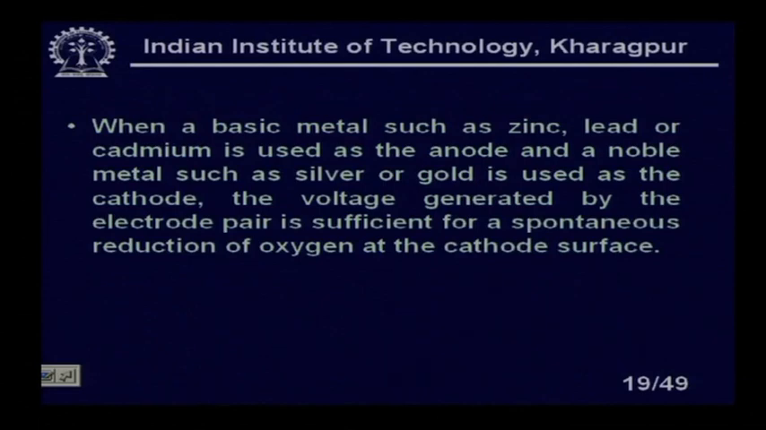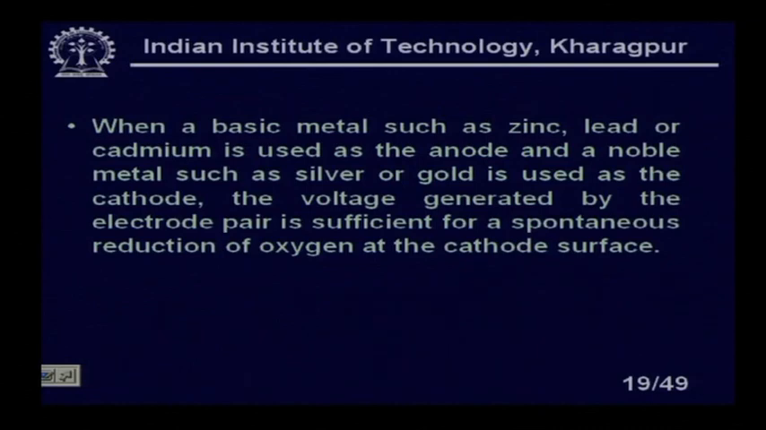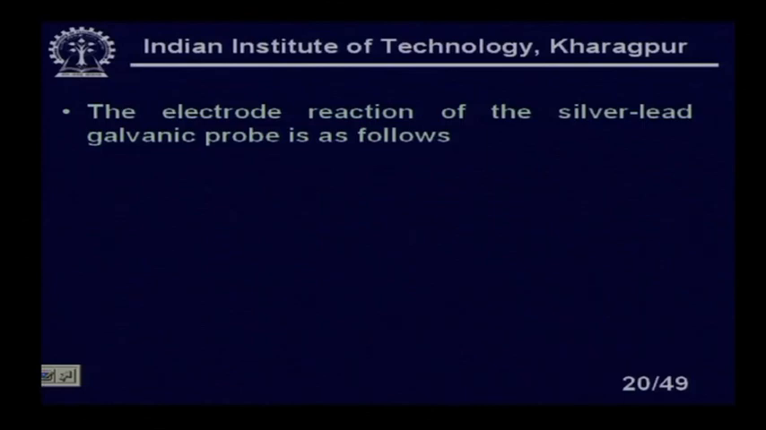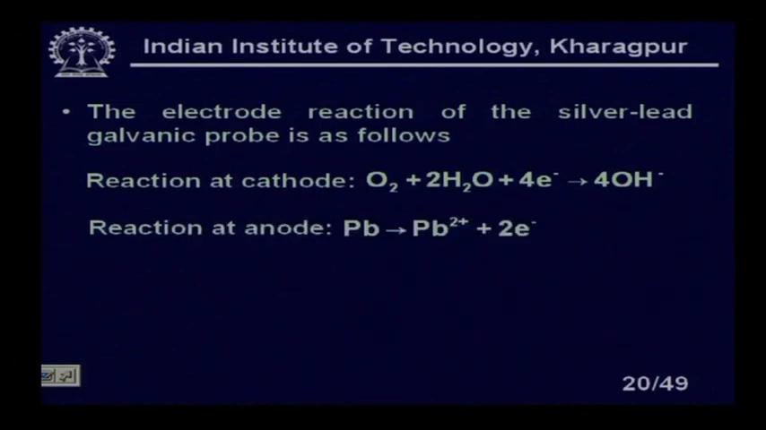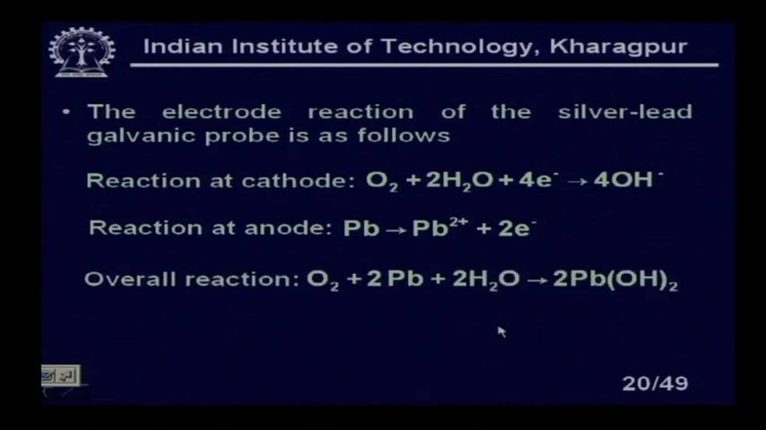In IIT Kharagpur, in our bioprocess instrumentation laboratory, we have developed a DO2 sensor which is giving quite good response, where we are using lead as the anode and silver as the cathode. The electrode reactions of the silver-lead galvanic probe are as follows. Reaction at cathode: O2 plus 2H2O plus 4 electrons gives 4 hydroxyl ions. Reaction at anode: Pb gives Pb2+ and 2 electrons, right. Overall reaction will be O2 plus 2Pb plus 2H2O gives 2Pb(OH)2.